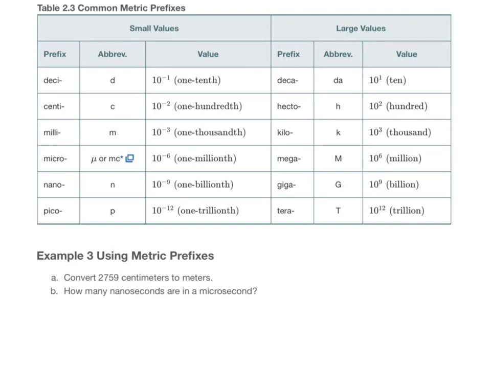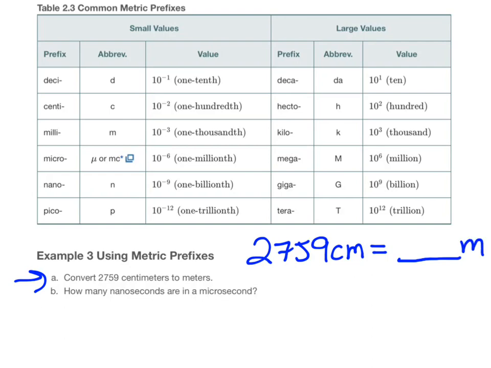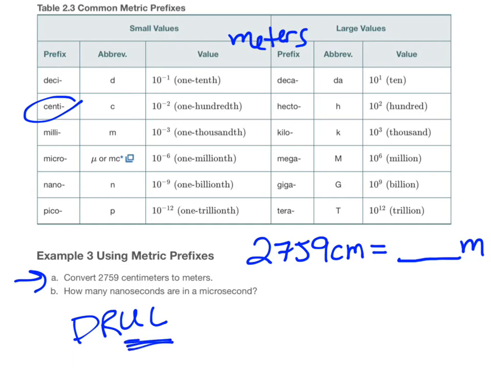So here's an example. Let's say we want to convert 2,759 centimeters to meters. Okay, so I want to know 2,759 centimeters equals how many meters? Well, I would use that Joule rule, and I would look for centimeters and meters. So here's centimeters, and then meters is the base unit, so that's right in between these small and large values. So to go from centimeters to meters, I'm moving up to a larger unit. Okay, so that means I need to move the decimal point to the left.